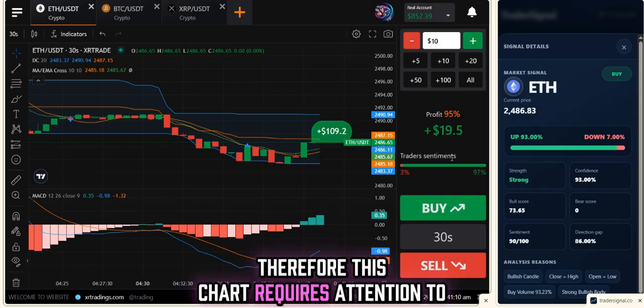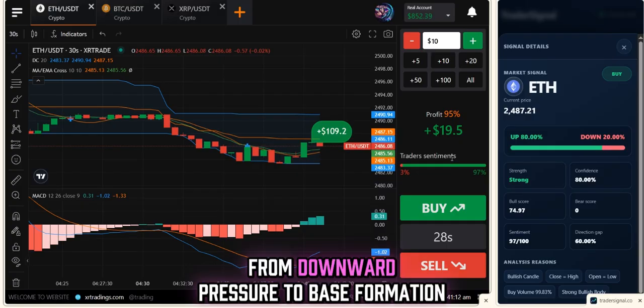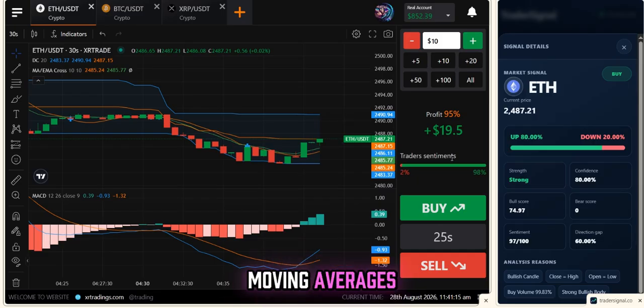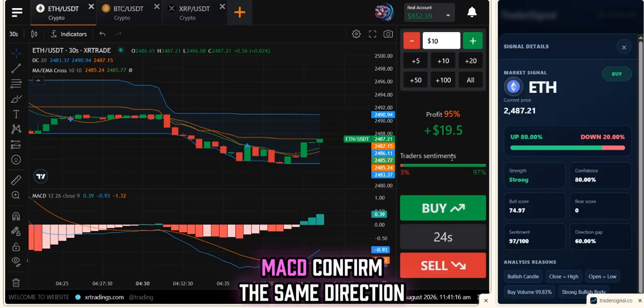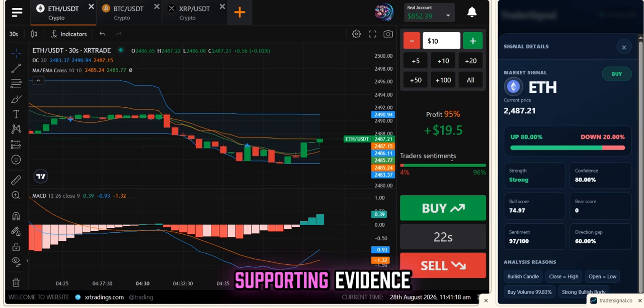Therefore, this chart requires attention to structural changes rather than just the color of the candlesticks, from downward pressure to base formation, from base to recovery. Then watch to see if the price can stay above the moving averages. If the price, volume, and MACD confirm the same direction, the recovery is likely. The entry point will have more supporting evidence.